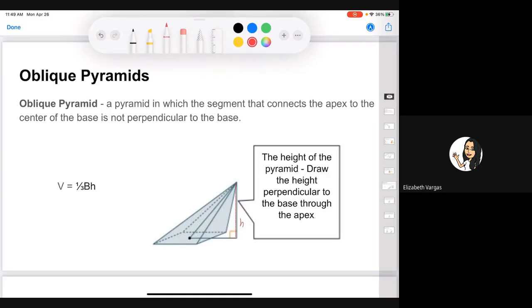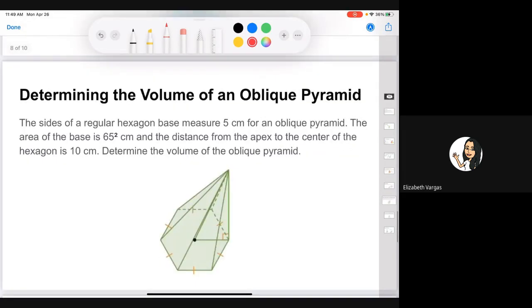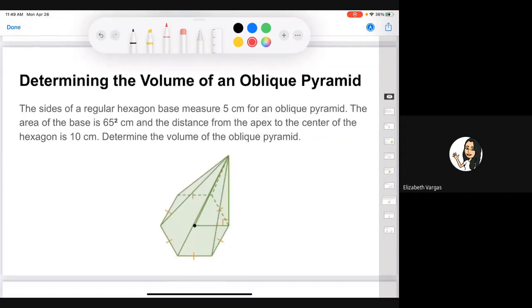Okay? So oblique is kind of slanted, and so therefore the apex and the base are not going to be perpendicular, and so we want to use the height on the outside. So here's an example of that. This tells us directly that it is in fact an oblique pyramid.